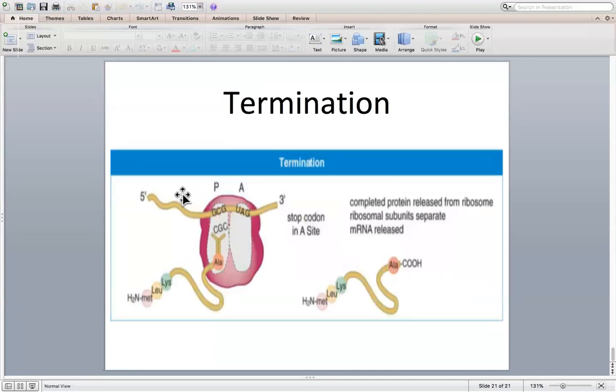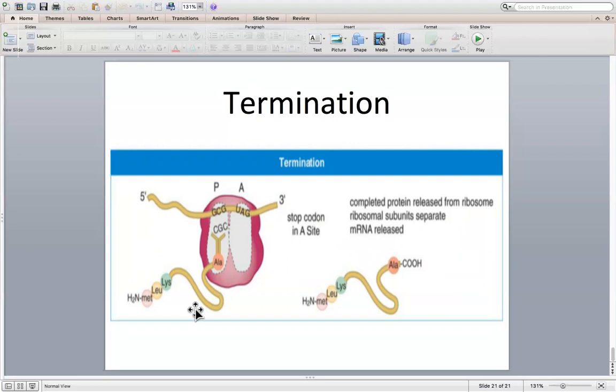And the third and final step here in translation is going to be the step that's known as termination. You can see a little diagram here of how it occurs. Basically, termination is just when a stop codon moves into the A site.